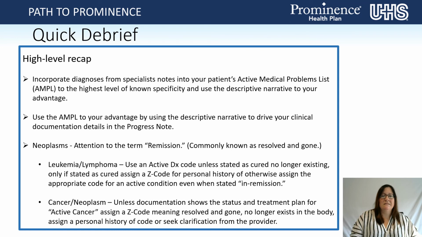Specific to neoplasms, attention to the term "remission," which is commonly known as resolved and gone. For leukemia and lymphoma, use an active diagnosis code unless stated as cured and no longer existing. Only if stated as cured, assign a Z code for personal history. Otherwise, assign the appropriate code for an active condition even when stated in remission.